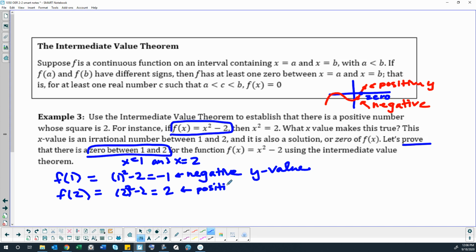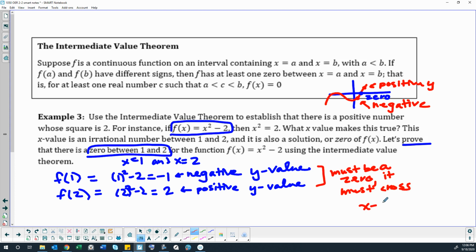So according to the intermediate value theorem, our function graph cannot just jump from a negative value to a positive value without there being a 0 in there somewhere. There must be a 0 between those two numbers because it must cross the x-axis.